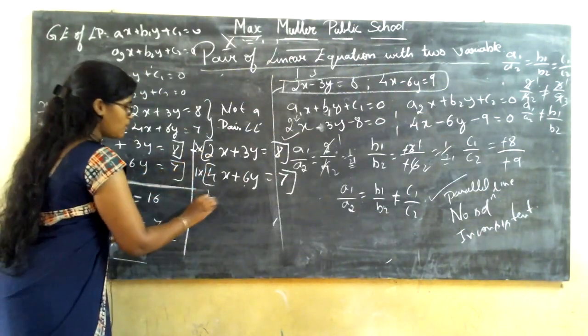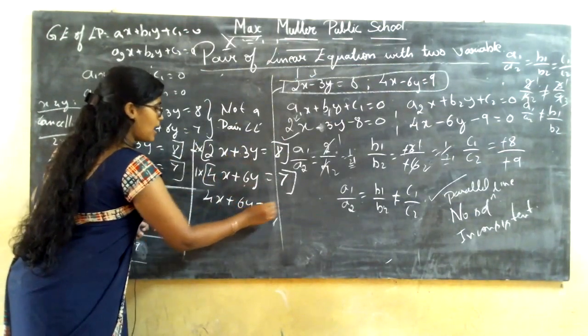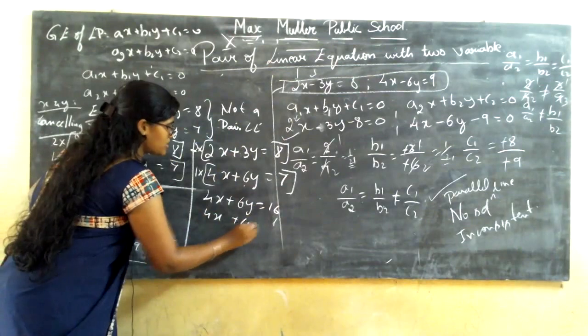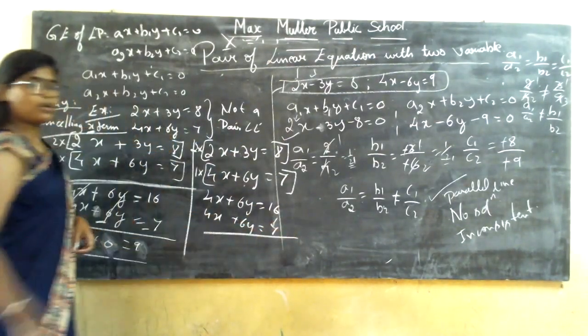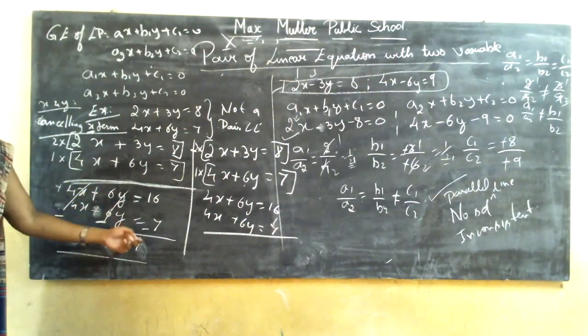2 into 2 is 4x plus 2 into 3 is 6y and it is 16. This remains as it is, the equation, since you are multiplying it with 1. So the same equation you get, that is 4x plus 6y is equal to 16. 4x plus 6y is equal to 7.